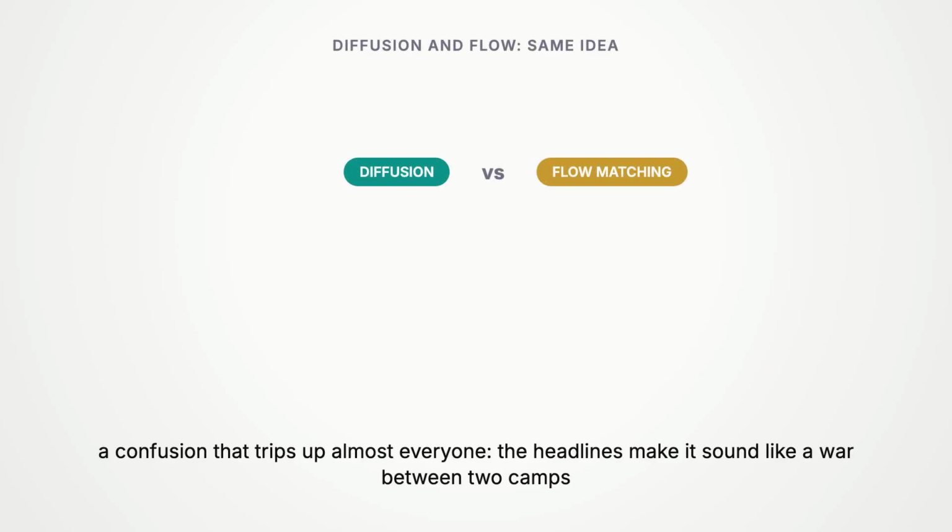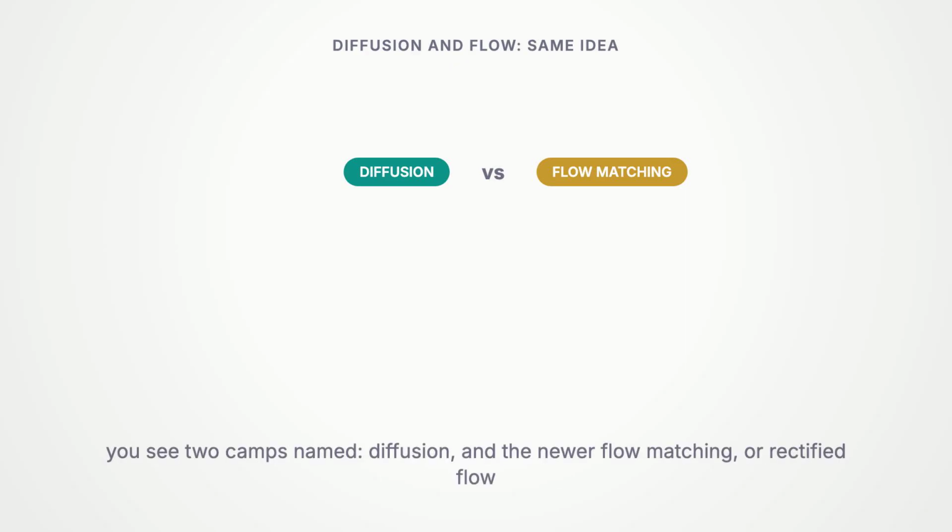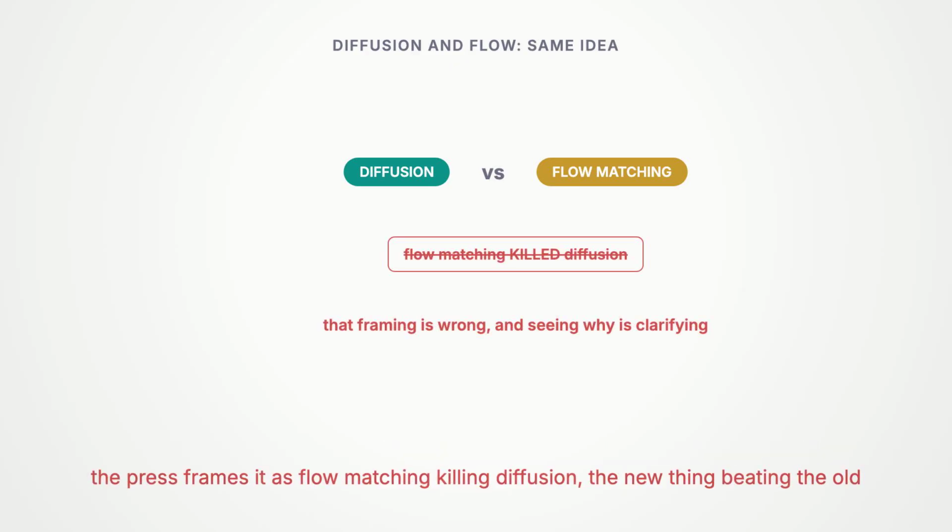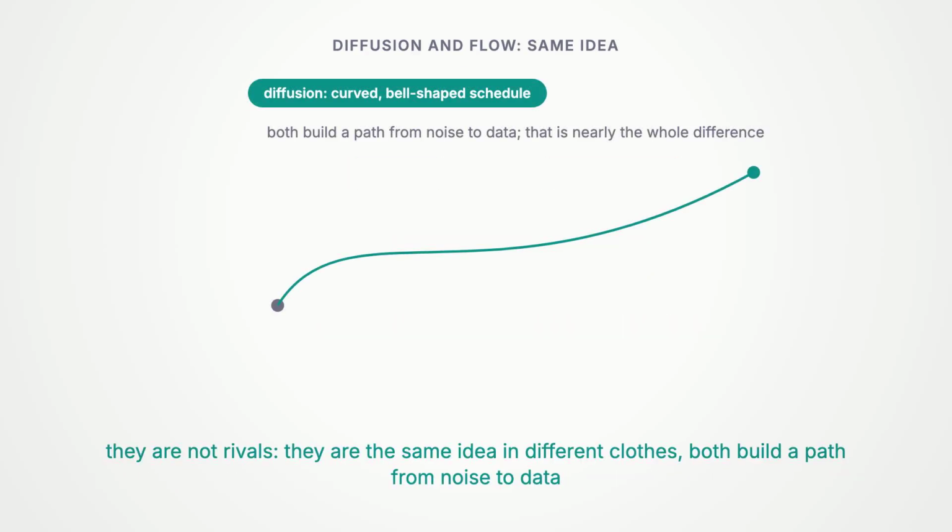Let me clear up a confusion that trips up almost everyone reading about this, because the headlines make it sound like a war. You will see 2 camps named diffusion and the newer flow matching or rectified flow. The press loves to frame it as flow matching beating diffusion, the new thing killing the old thing. That framing is wrong, and seeing why is genuinely clarifying. They are not rivals. They are the same idea in different clothes.